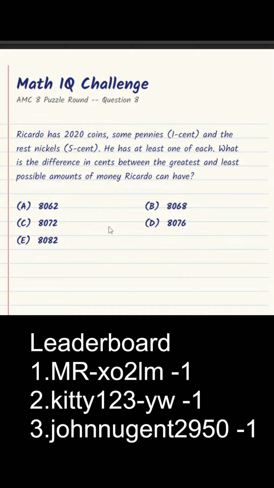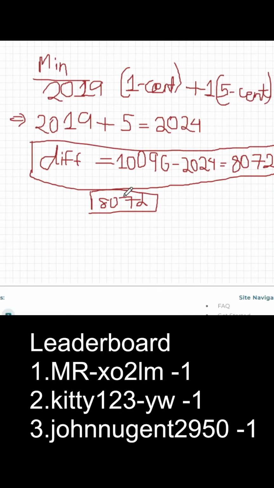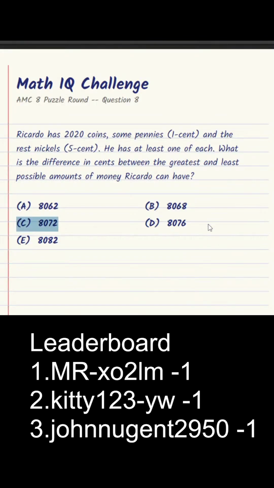So then our correct answer becomes option C, 8,072. So this is the correct answer. Now let us go to the next question.